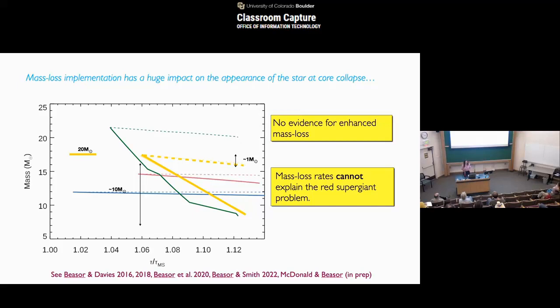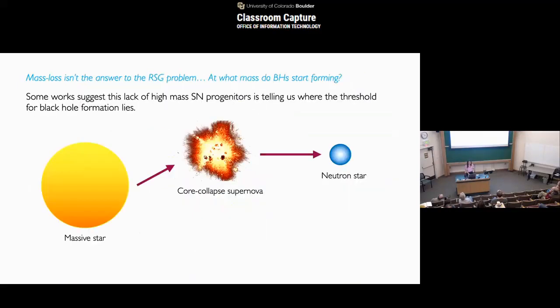We've done a lot of work on this. We've even looked at short enhanced mass loss rate phases that may be shorter than these quiescent mass loss rates. We don't see any evidence for it there either. I don't have time to talk about it right now, but feel free to ask me about it. But the bottom line is that mass loss rates during the red supergiant phase are really insignificant. They make almost no difference to the evolution of the star. So mass loss isn't the answer to the red supergiant problem.